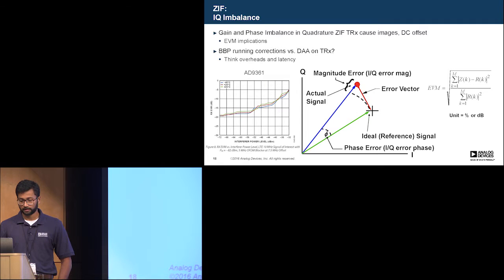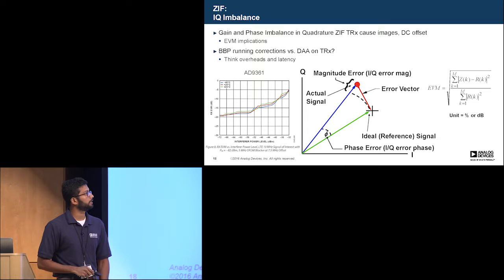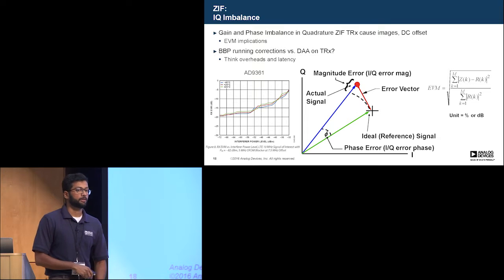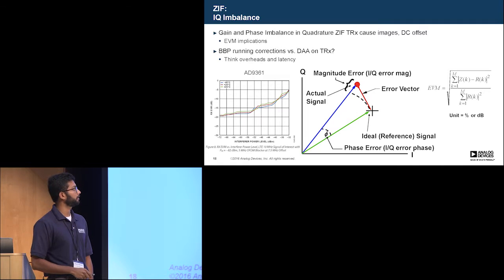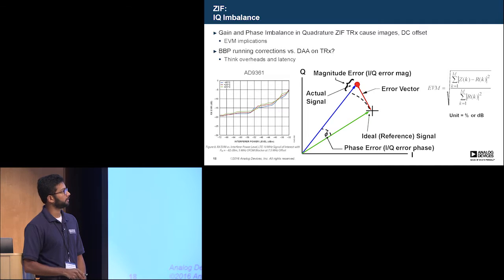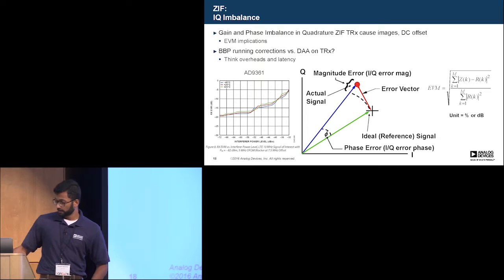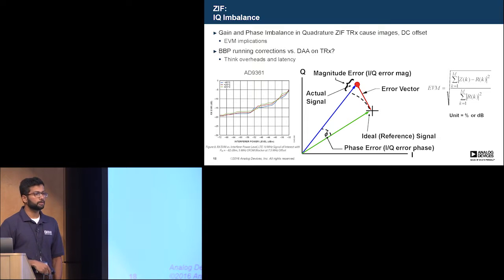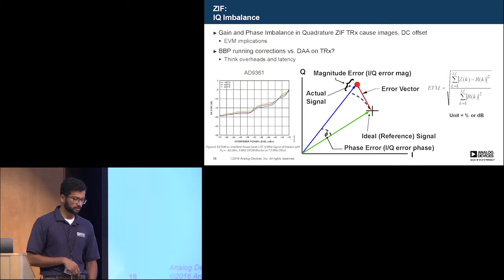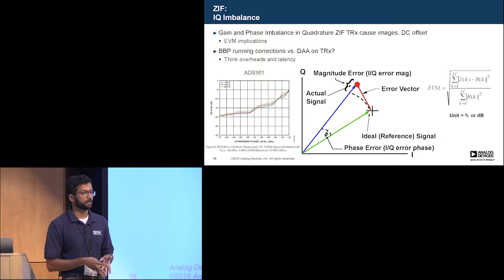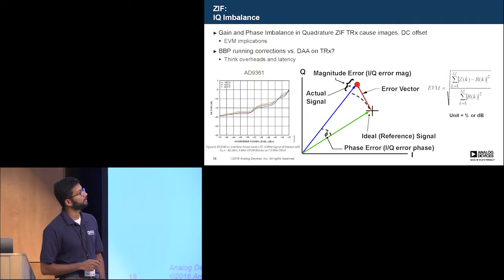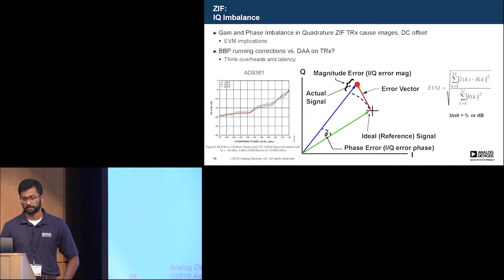For IQ imbalance, this is what we use in terms of a metric to decide whether you have good IQ balance or not. So that's the error vector magnitude. That's your desired constellation point, but that's your measured point. You have a magnitude error and a phase error, which is typically expressed in percentage or dB as the EVM. So you could do IQ imbalance corrections or impairment corrections at the baseband processor, but you have to think about the overheads in terms of the actual processing required at the baseband and also the latency requirements. So it may not be as much of a problem in terms of the IQ balance, but latency itself is a major concern when it comes to designing an entire system.